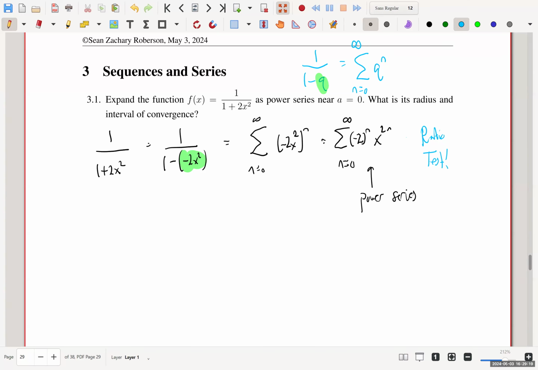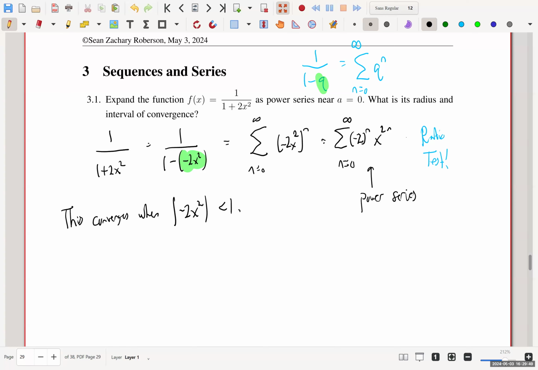The common ratio has to be what? Less than 1? There's more to that. Less than 1 in absolute value. Okay. So this thing converges when the absolute value of negative 2x squared is less than 1. Okay. So we solve this inequality.